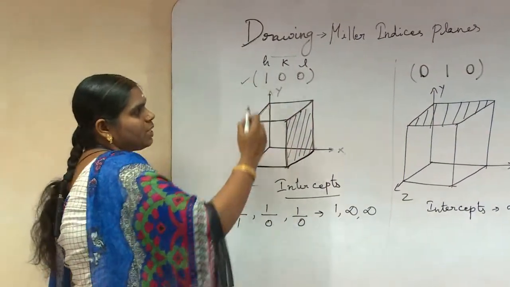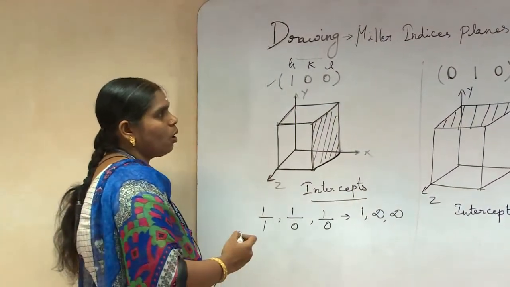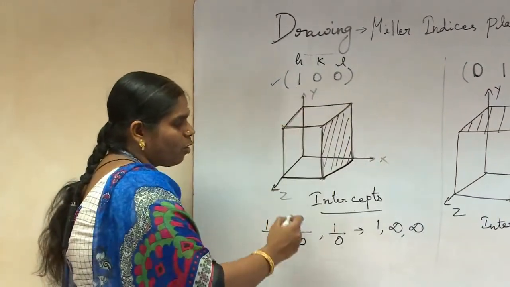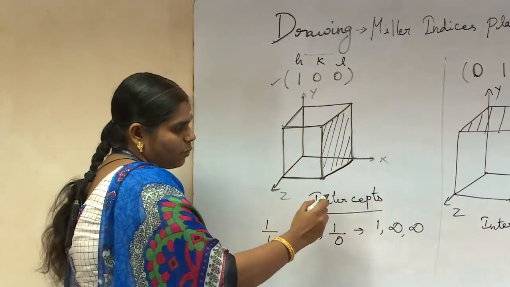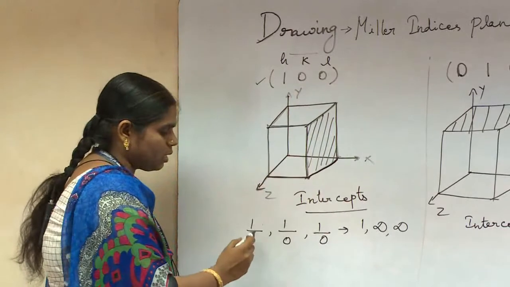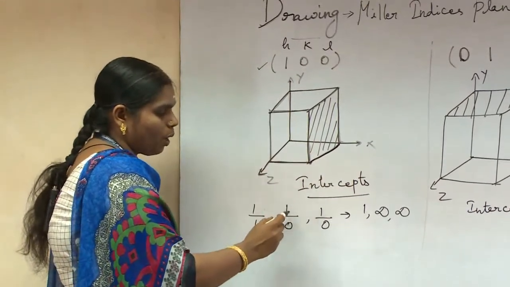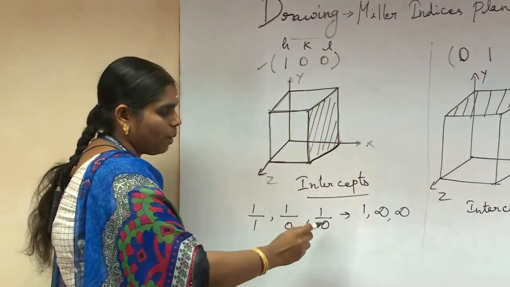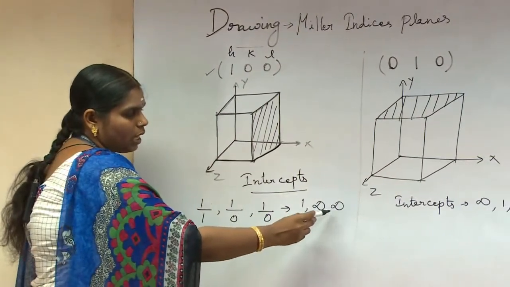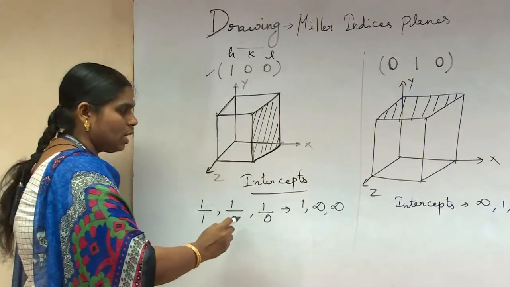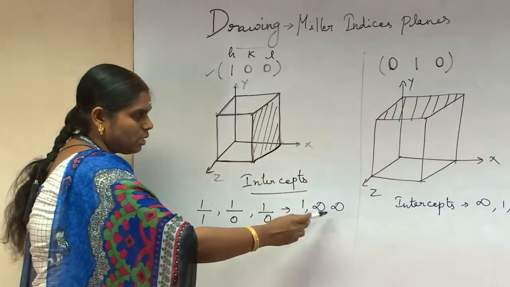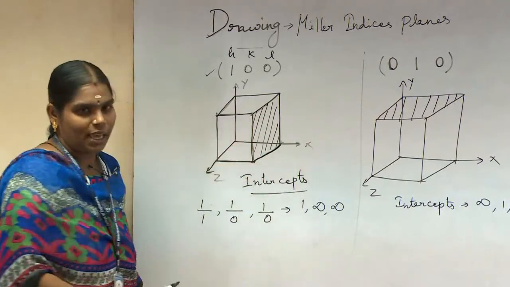First, let us go with the first simple Miller indices plane, 1, 0, 0. First we have to find the intercept. As we have seen in the procedure for the intercept, find the reciprocal of the Miller indices: 1 by 1, comma, 1 by 0, comma, 1 by 0, which gives the value 1, comma, infinity, comma, infinity. That is, this particular plane is parallel to the y-axis and z-axis, and it falls onto the x-axis.